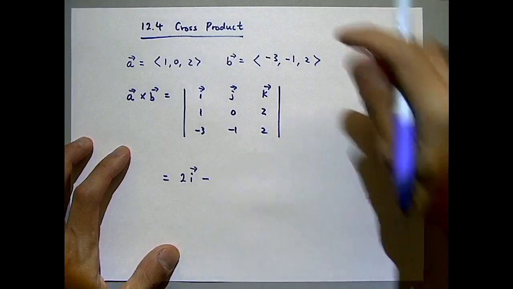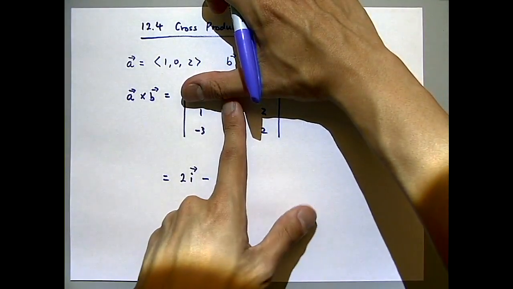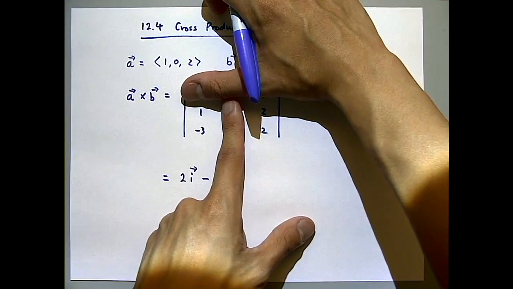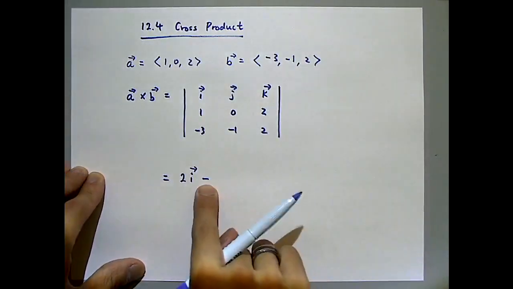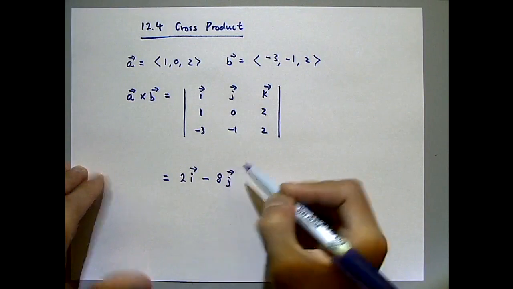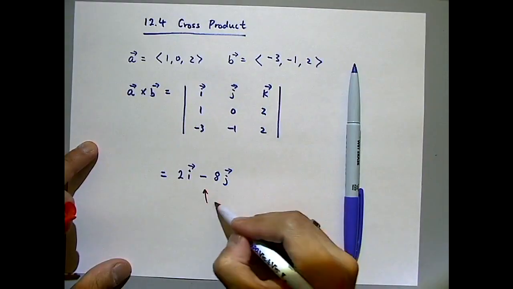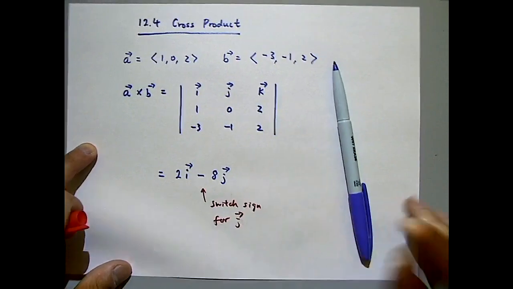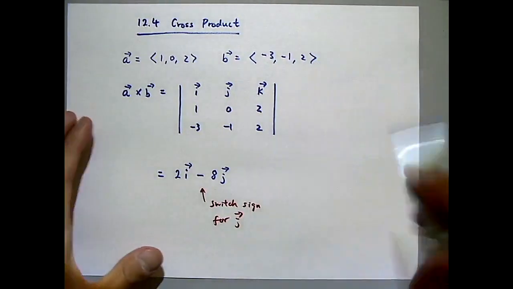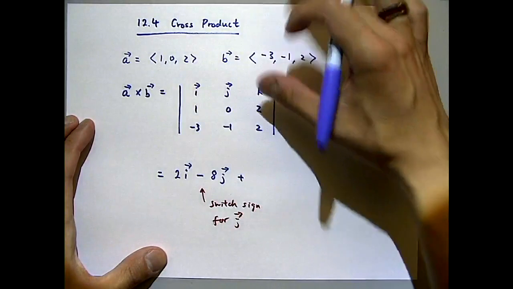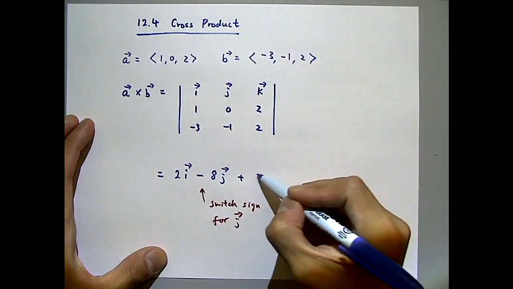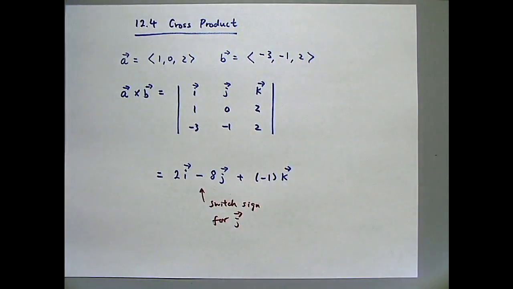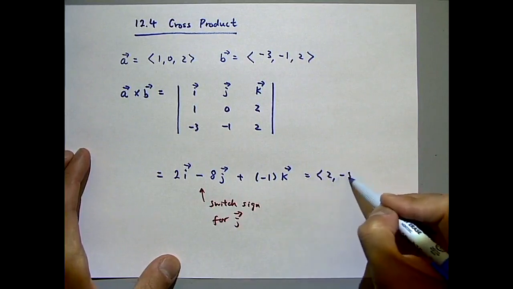So I'm going to put a minus here, cover up the first row and the second column, and take the determinant of that. That's a 2 plus 6. That's 8, right? So normally it's 8, but we got to switch the sign. Remember to always switch the sign for j. And then the k component is minus 1. That's it. So minus 1k. Or (2, -8, -1).